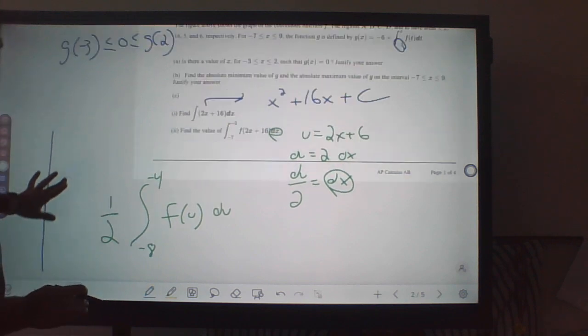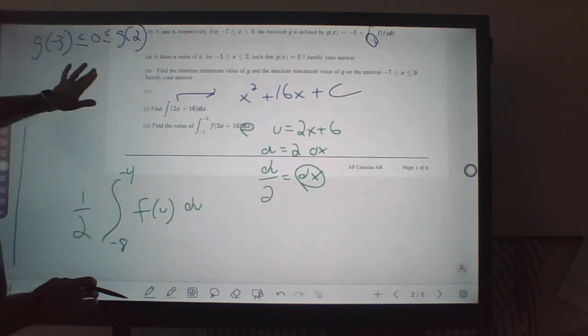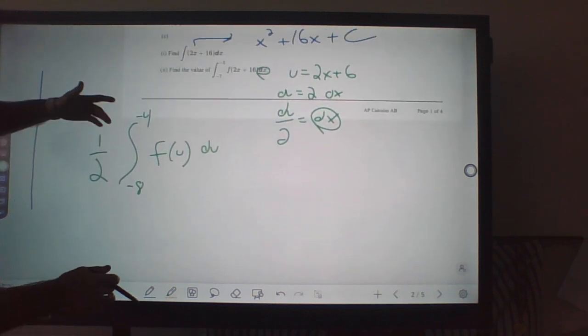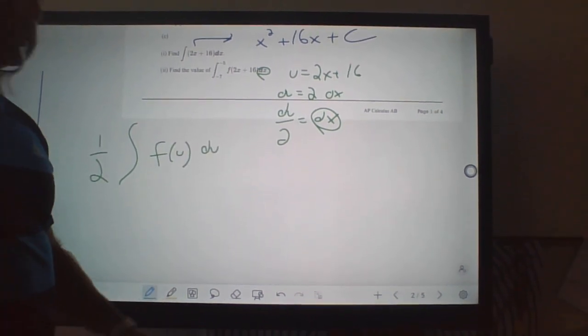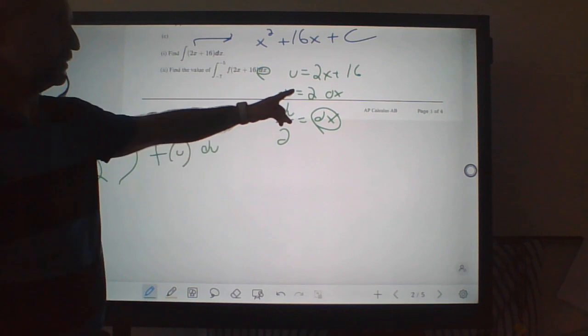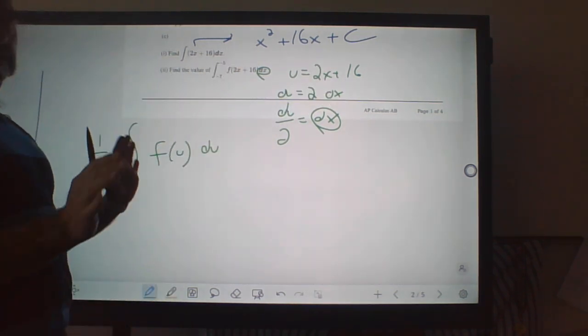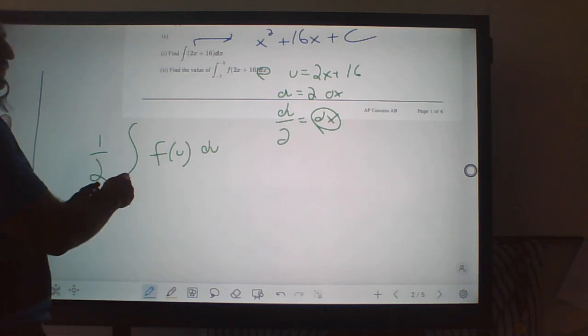I think I multiplied wrong. Oh, because it's 2x plus 16. All right, I'm going to pause this and fix it. All right, so notice that 6 magically turned into a 16. I copied the problem down wrong. That's okay. The derivative of 6 and 16 is both 0, but my limits were off, so let's just redo that.